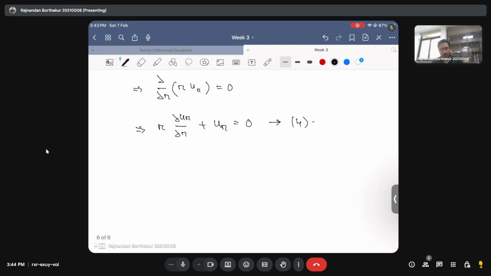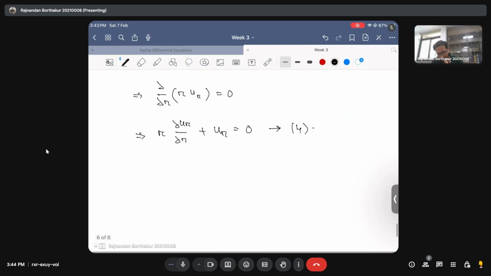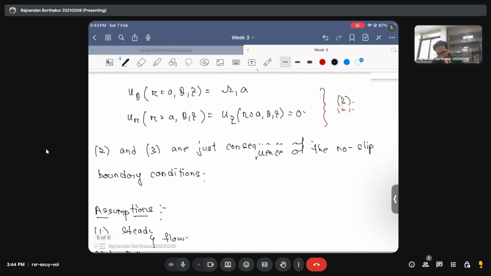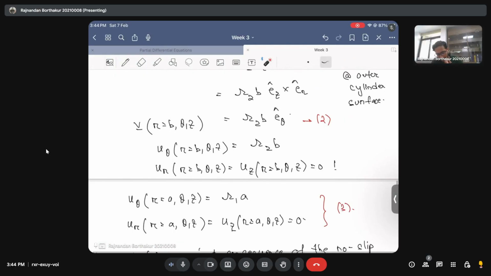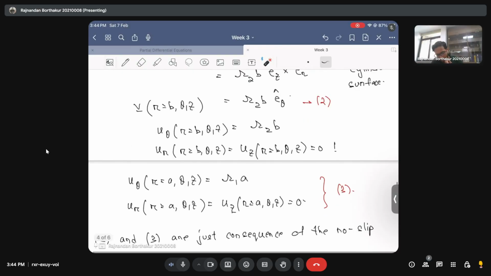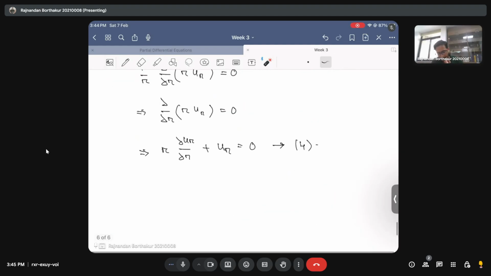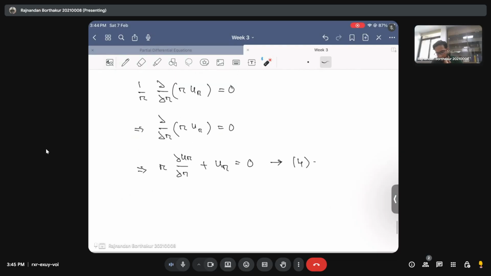Okay, all right. So now, in order to get deeper insight into equation 4, we will use one of the boundary conditions. I said that at r equal to a and r equal to b, my u_r at r equal to b and my u_r at r equal to a is 0. If I draw the cross-sectional view of the cylinders, I have my outer cylinder something like this, and then I have my inner cylinder, which is something like this.